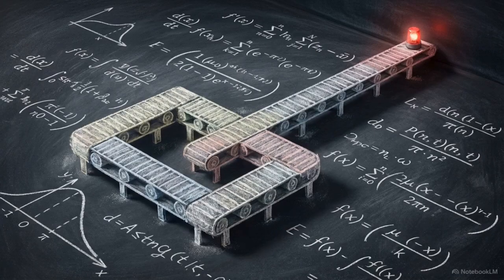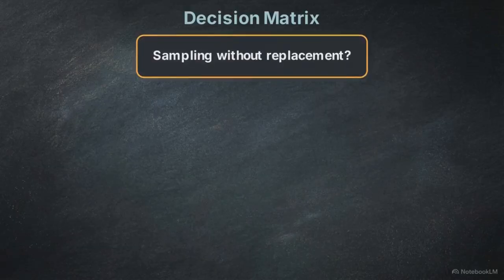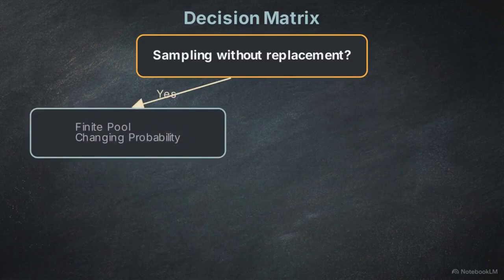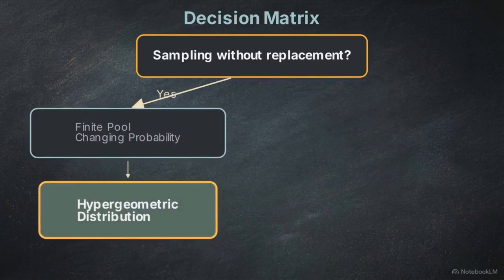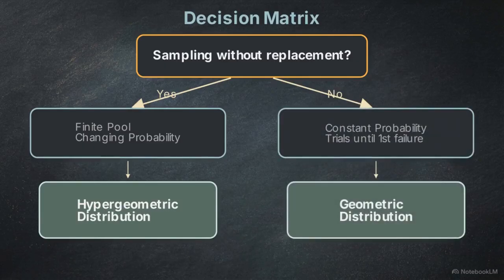The primary challenge in statistical analysis is accurately observing the physical constraints of an experiment and translating them to the correct mathematical architecture. Look at this decision matrix. The first diagnostic question is whether you are sampling without replacement. If you are drawing from a finite pool and the probability changes with every test, you are routed directly to the hypergeometric distribution. If the probability is constant, but you need to determine the exact number of trials until the first failure occurs, you use the geometric distribution.